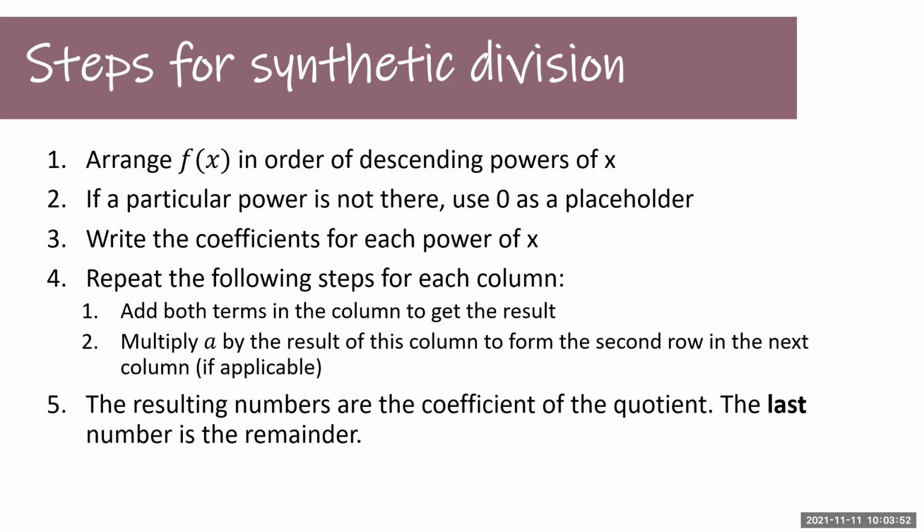Your resulting numbers are going to be your quotient coefficients, and the last number is your remainder. Now, if you're utterly confused, that's totally fine. You probably should be. It's confusing just to explain it that way. But let's actually do it, and I think some of it will make more sense.